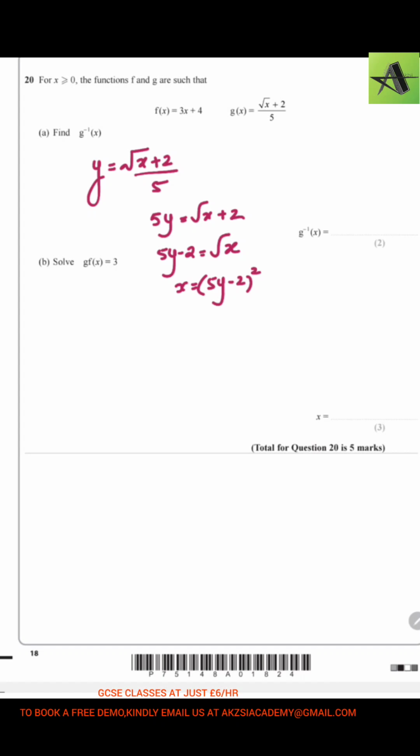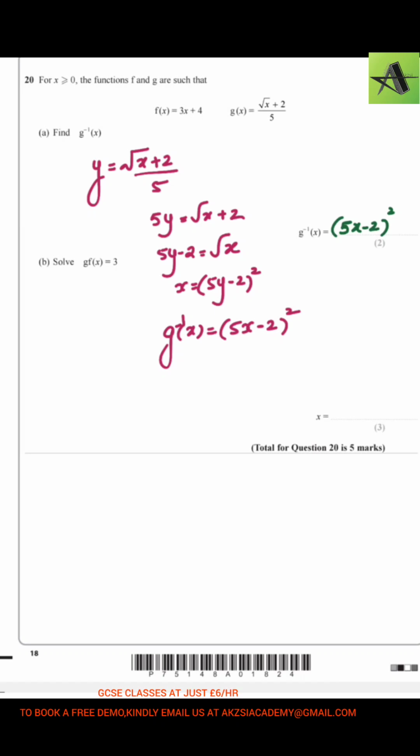Once I make x the subject, I need to replace x with f inverse, but in this case it's g. So x is g inverse of x, and y will be replaced with x. So the final answer would be (5x minus 2) whole squared. And this is your final answer. So what's g inverse of x? It's just (5x minus 2) whole squared. This is how we can find the inverse of any function. Moving on to the next one.